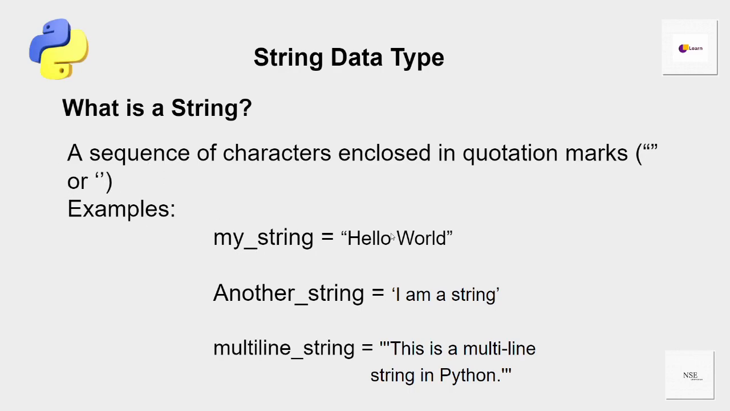Here are some examples. "Hello world." Notice that we have it wrapped with quotation marks. "I am a string." It's another example. Here we used single quotation marks. And we have another example. This is a multi-line string in Python. This time we use triple quotation marks. As we progress, we are going to see how to use single quotation marks, double quotation marks, and triple quotation marks. To do all of that, let's head over to VS Code and write some code.